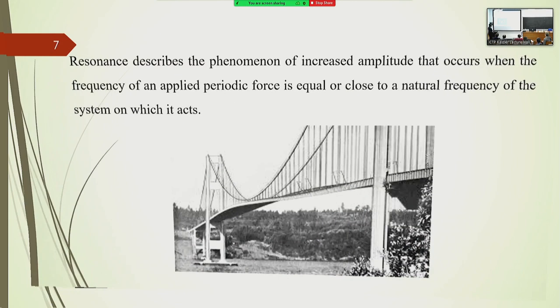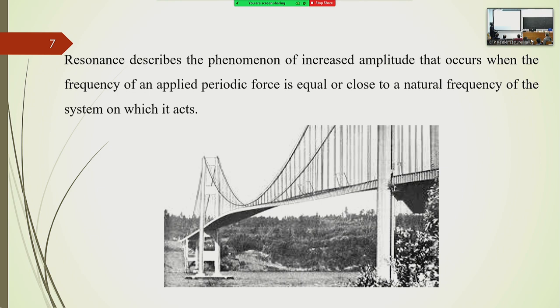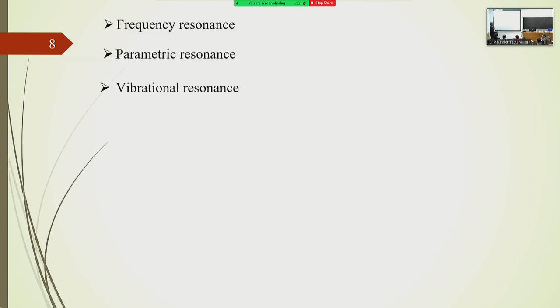Whether linear or not, we have the phenomenon of resonance in most physical systems. Resonance describes the phenomenon of increased amplitude that occurs when the frequency of an applied periodic force is equal or close to a natural frequency of the system on which it acts. We often observe this phenomenon in bridges. You have many kinds of resonance phenomena, and you can cite frequency resonance, parametric resonance, or vibrational resonance.